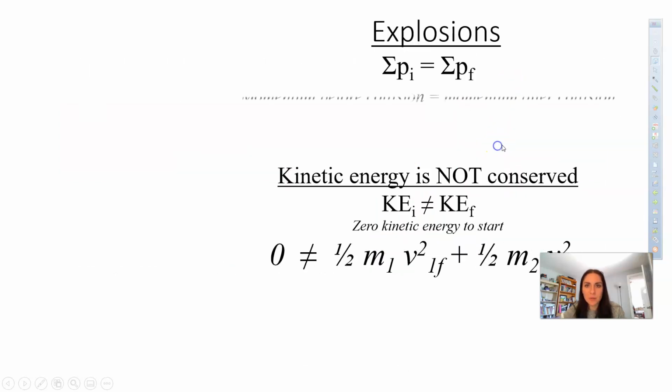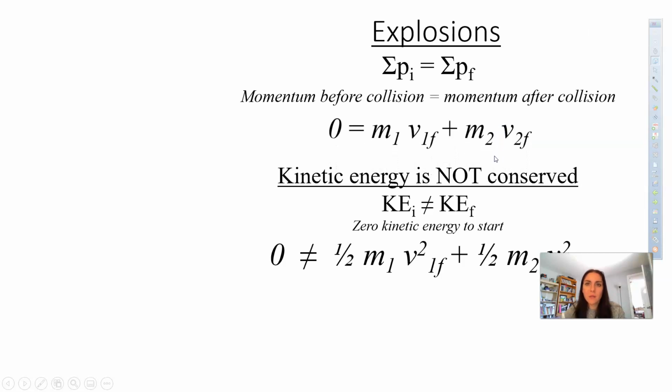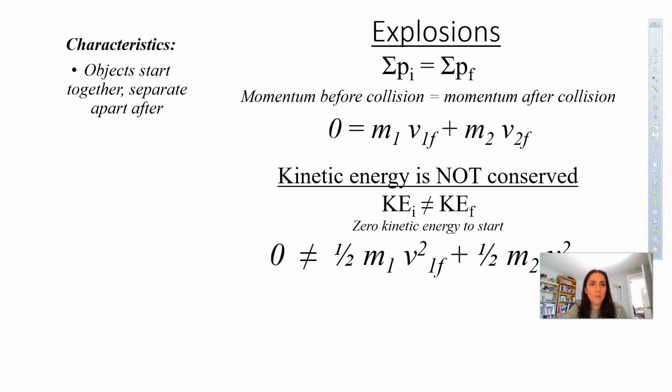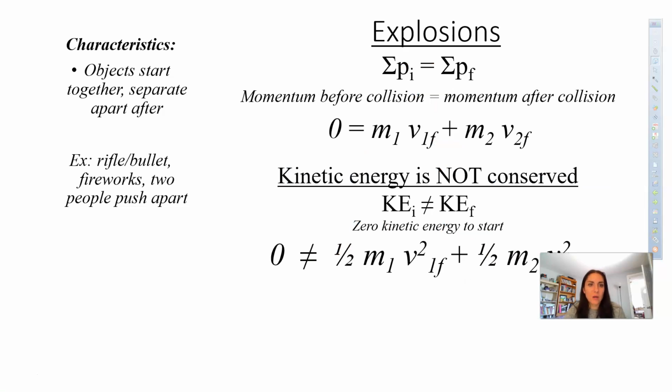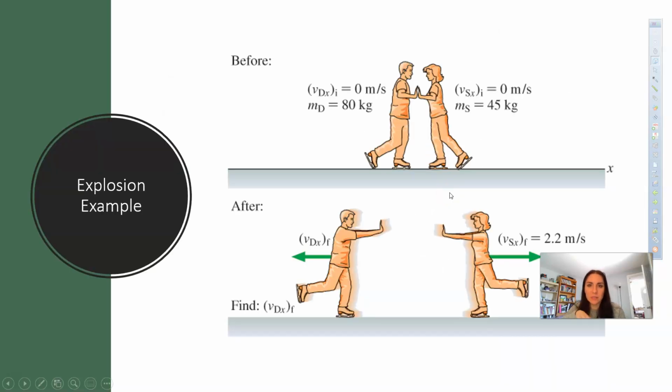The last type is called an explosion. Explosions start at rest and then move apart, as you might imagine. If you think of like a firecracker, and then it goes out like that. So that is what an explosion does. But it doesn't have to be an actual explosion, by the way. So it could be two people pushing apart, like in this case right here. If you're on ice skates and you and a partner push each other out, this is an explosion.